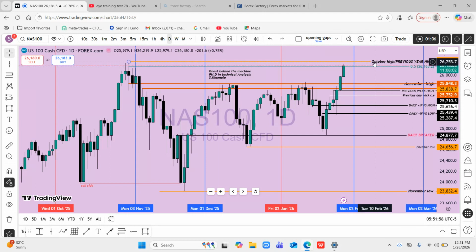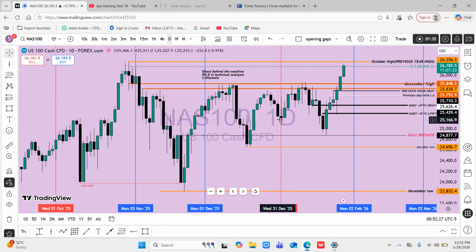The previous year high, because what happened in the second week of November, we pushed higher to this premium PDRA. And when we reached this premium PDRA, we went back to the discount, which is this one, the breaker. When we reached the breaker in the second week of November, we attempted but did not reach the high. So this becomes another liquidity.